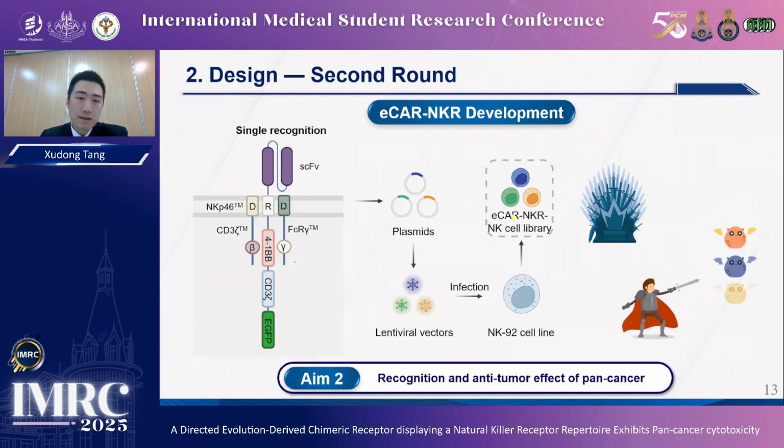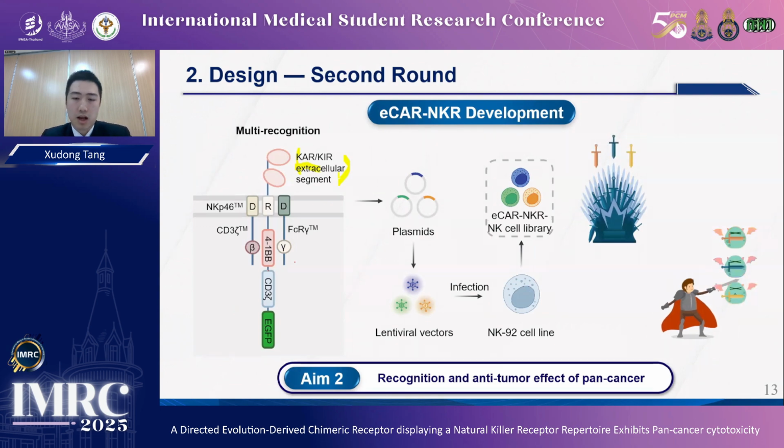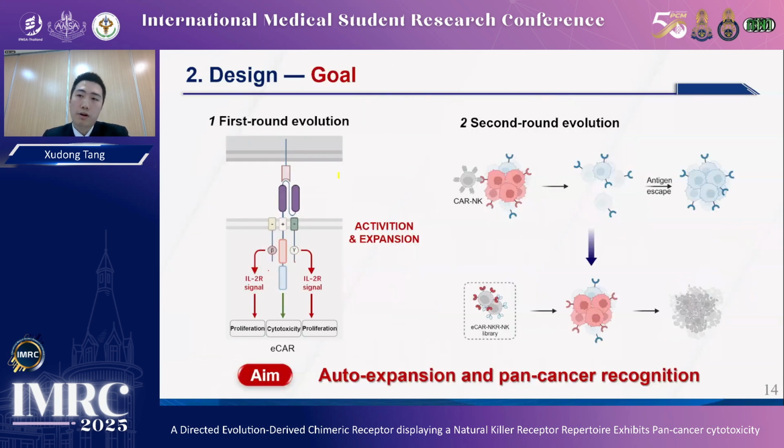As for the second round of evolution, considering the heterogeneity of solid tumors, here we replace the scFv segments with the extracellular segments of the NKRs, facilitating the display of the NKR library. Such a process is equivalent to equipping the swordsman with different swords to combat different enemies. Overall, for the whole evolution process, we aim to solve the problems of cytokine deficiency and tumor heterogeneity, enabling our NK cells to achieve auto-expansion and pan-cancer recognition. Now let's see our results.